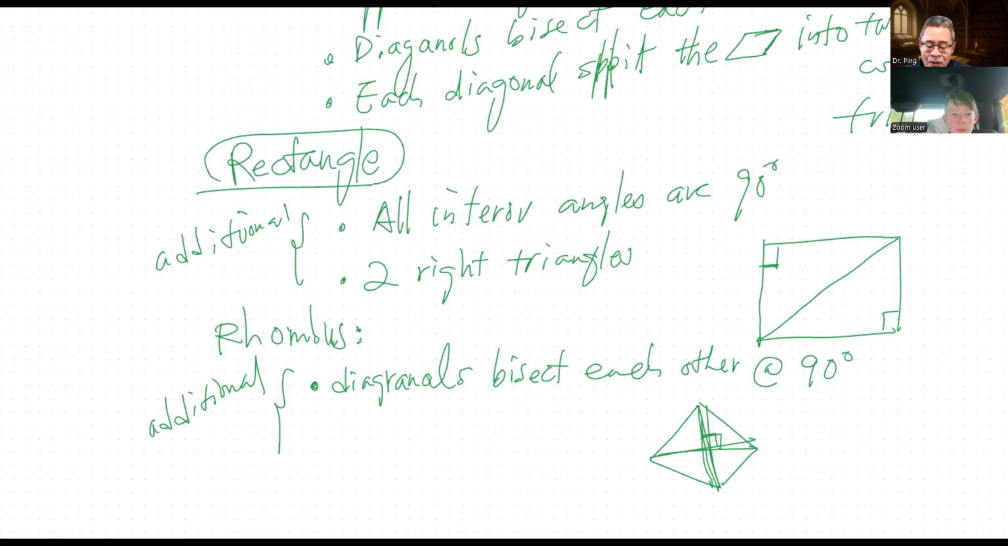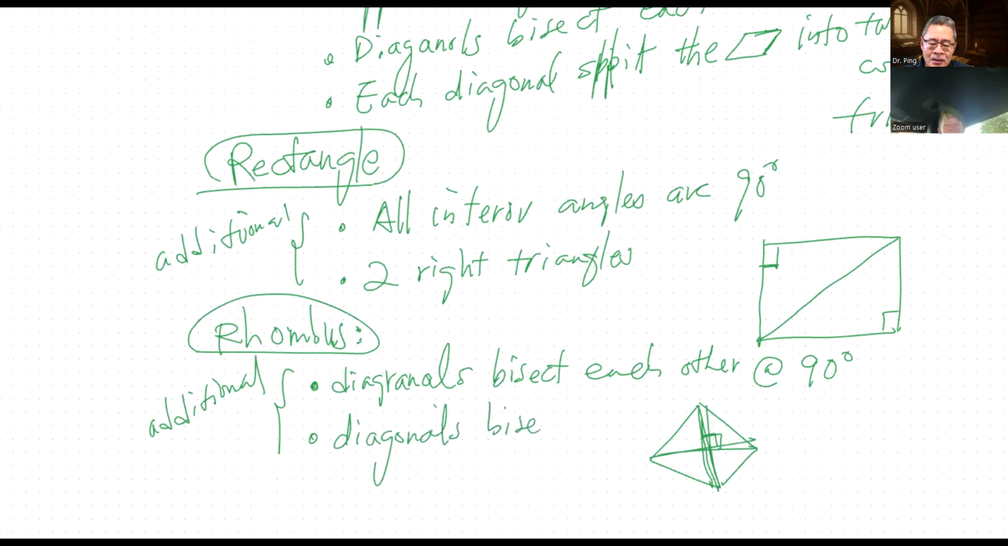Yeah, and also this is special for the rhombus: the diagonals bisect the interior angles. Okay, so that means this line cuts these two angles into equal parts, and this line cuts this side and that side into equal parts. Good.